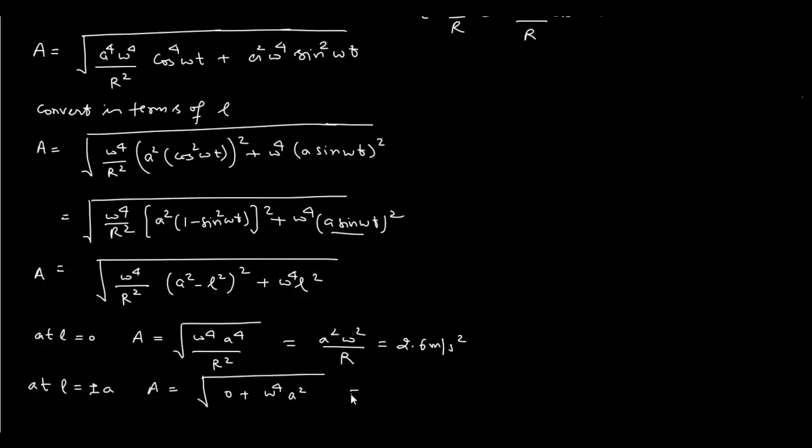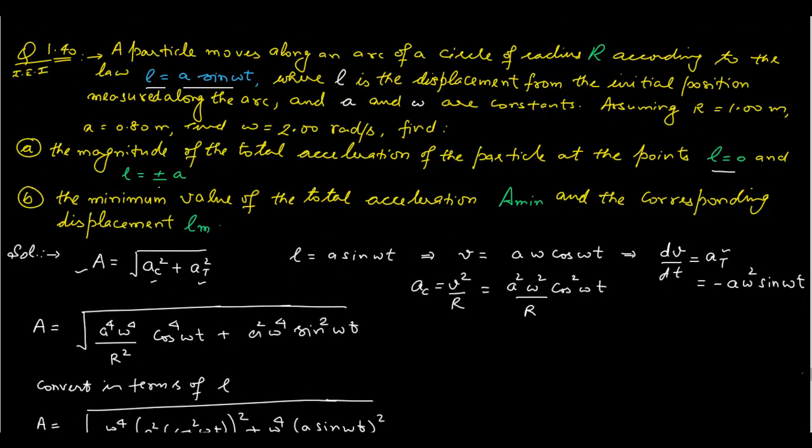And from here you get A omega square, and if you substitute the values of A and omega, you will get 3.2 meter per second square. So these are the two required results in part A of the question. In part A, we have to find the magnitude of the total acceleration at L equal to 0 and L equal to plus minus A.